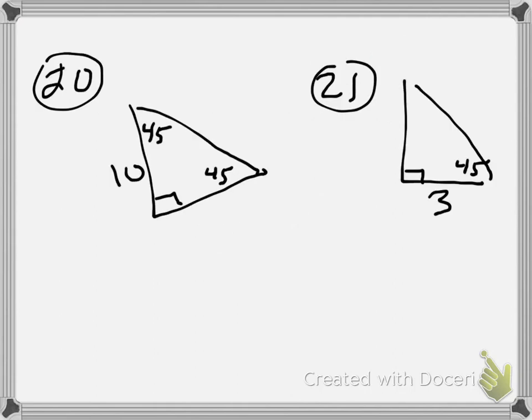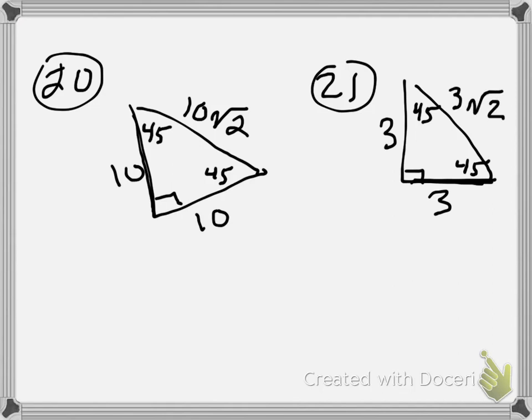Alright, number 20 and 21. These are both 45-45-90s. And in both of these, I know the number that's next to the right angle. So in this case, I know 10, which means this side is 10, and this one is 10 square root of 2. In this 45-45-90, I know the side touching the right angle. So again, this one's 3, that one's 3, and that one is 3 square root of 2.